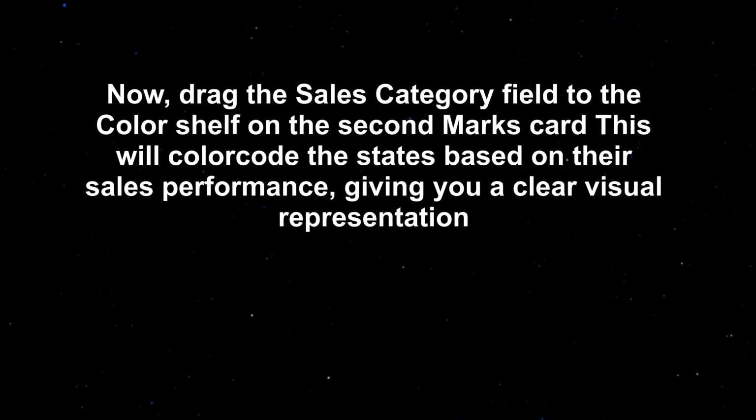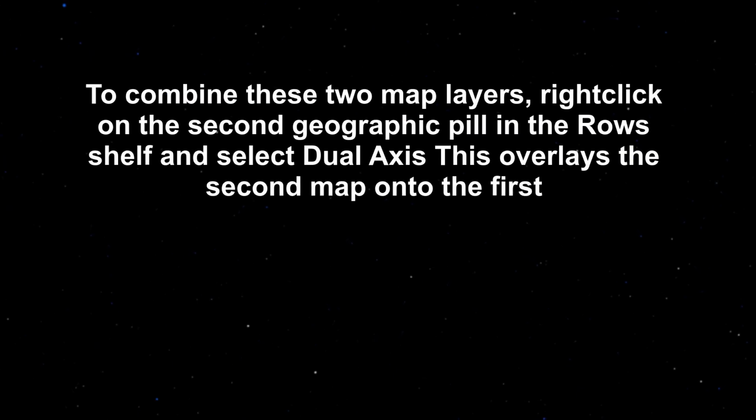Now, drag the sales category field to the color shelf on the second marks card. This will color code the states based on their sales performance, giving you a clear visual representation. To combine these two map layers, right-click on the second geographic pill in the row shelf and select dual axis. This overlays the second map onto the first.